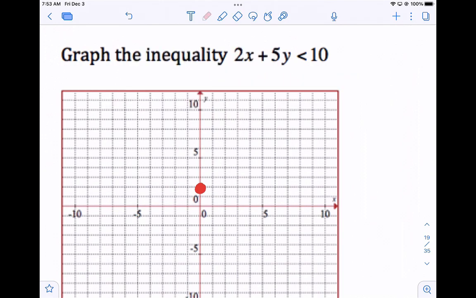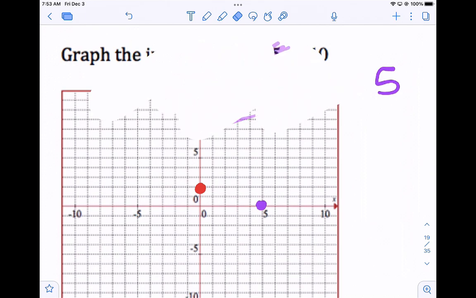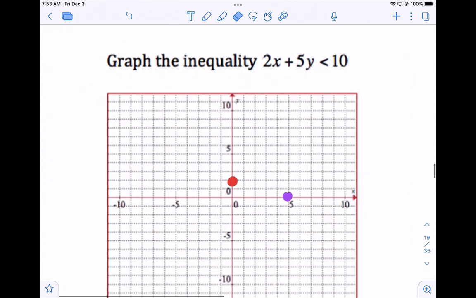Okay, let's say y equals 0. We'll cover that up, and we get 2x equals 10 if we make an equation. Divide by 2, so x equals 5. All right, we got 2 points. We can draw a line. Take a look at the inequality. There is not an equal sign, so it means our line has to be dashed.